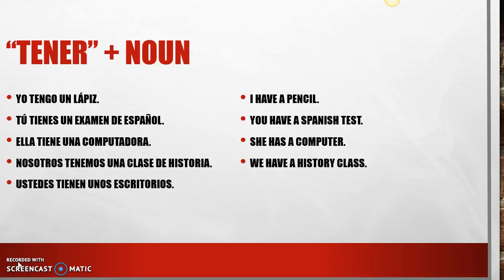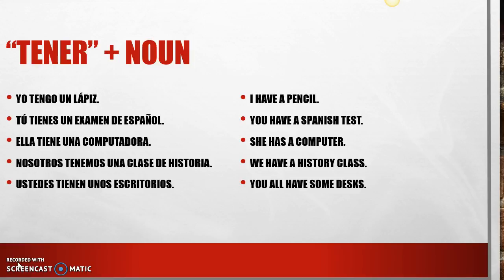Nosotros tenemos una clase de historia. Since our subject is nosotros, we conjugated tener in the nosotros form. Nosotros tenemos is we have. The noun, or what is being possessed, is a history class, una clase de historia. Nosotros tenemos una clase de historia is we have a history class.